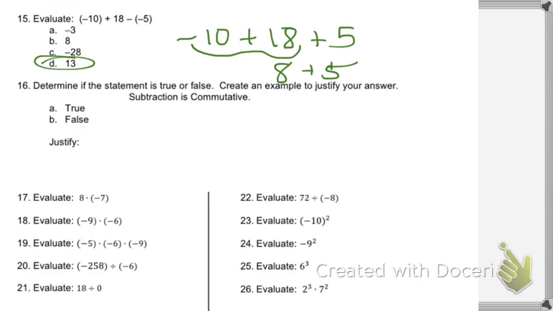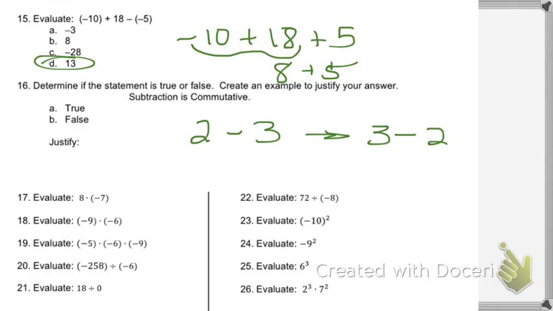Is this thing true? Subtraction is commutative. So in other words, if I have 2 minus 3, is that the same as 3 minus 2? And no, it is not. Because 2 minus 3 is negative 1 and 3 minus 2 is positive 1.